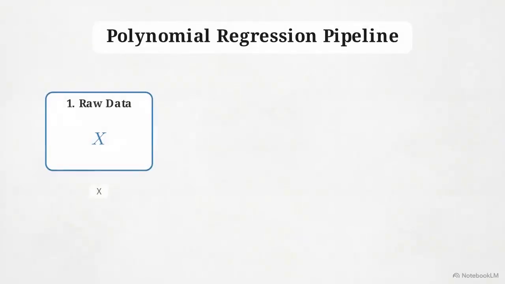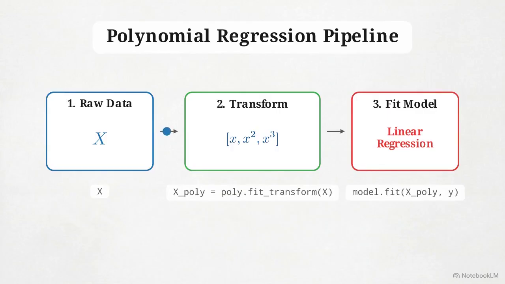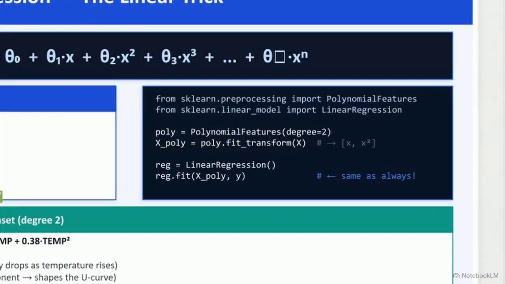Translating this theoretical math into production code requires a specific execution order in your pipeline. In Scikit-Learn, this is a two-step process. First, you run the raw data through PolynomialFeatures to generate the expanded array. Then you fit your standard linear regression model.